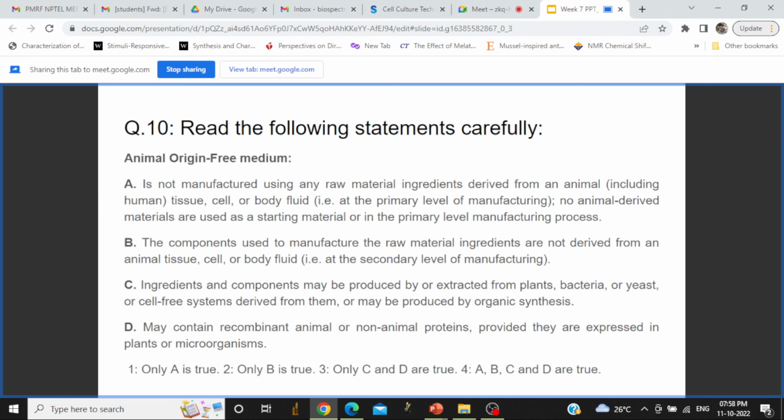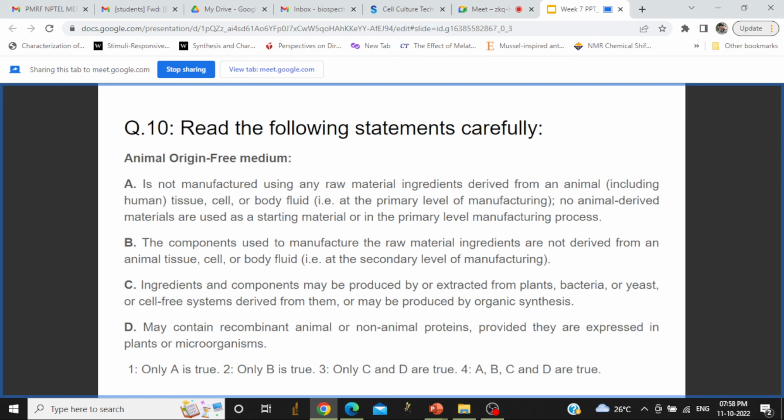So ingredients and components may be produced or extracted from plants, bacteria, yeast. So if the components are produced from plants, bacteria and yeast, or any cell-free systems, they can be included in this animal origin free medium. Or if the components are produced by some organic synthesis, in a chemistry lab, if they synthesize some components using different chemicals, by this organic synthesis, these components can be used in the animal origin free medium.